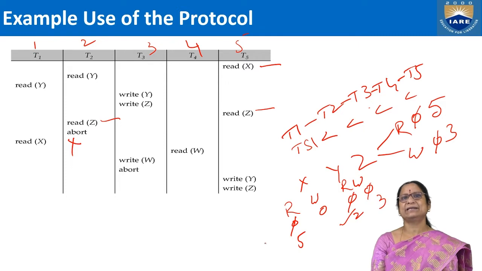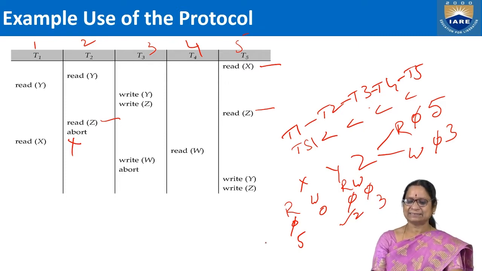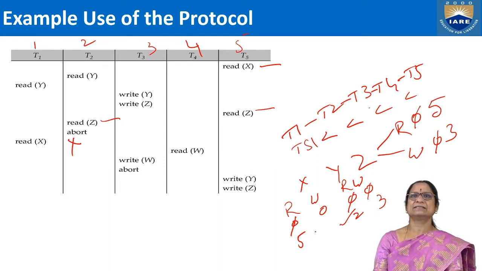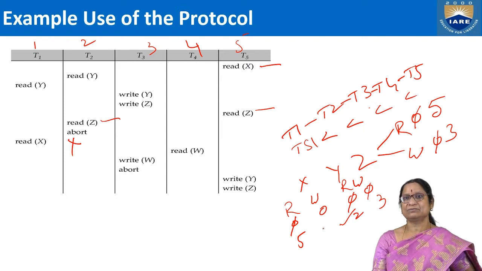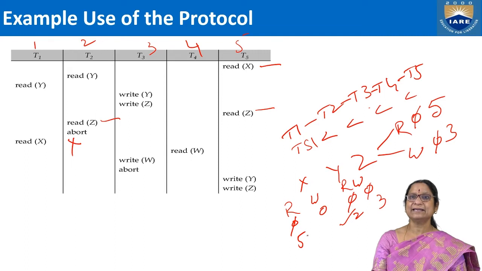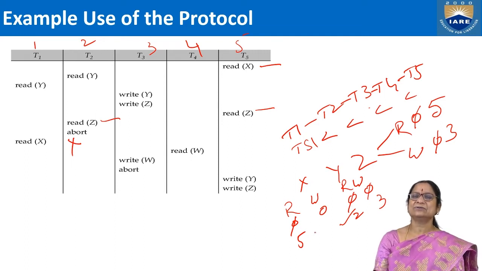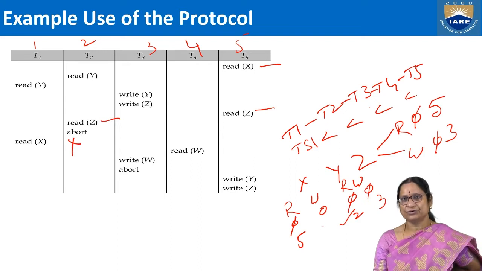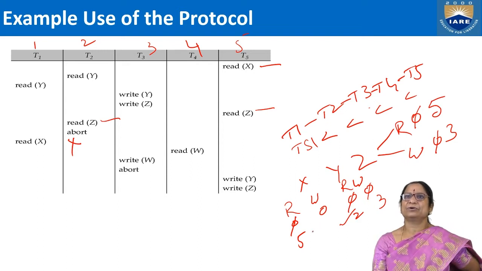We'll go to the next one, read X. X is having a read timestamp of 5, right? So again here also we have lesser than, so it can be aborted. T3 also, write W, aborted, because read W is by 4 first. The transaction timestamp is lesser than the write timestamp of W. Here it is 3, and 3 is lesser than 4, so we cannot update. It is aborted.